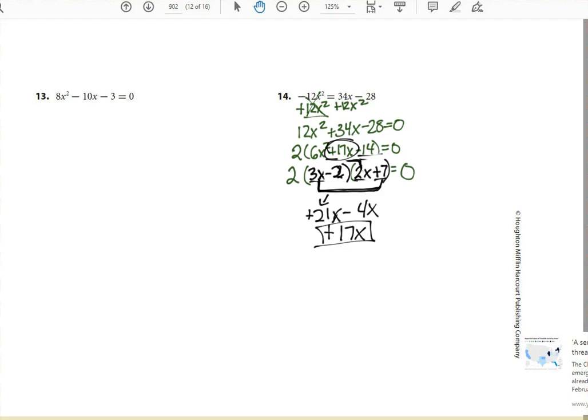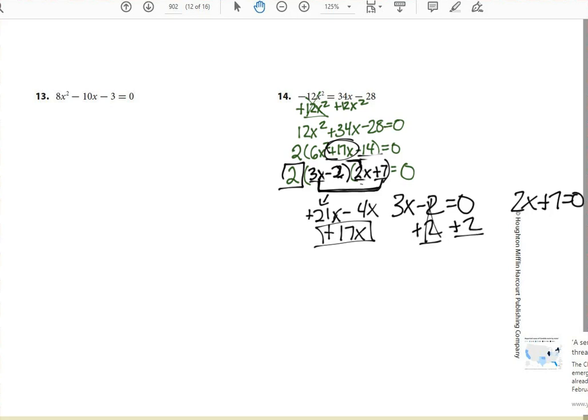Okay, so from here, we want to, again, use the zero product property, where I say if 2 times 3x minus 2 times 2x plus 7 is equal to 0, then something that I'm multiplying by has to equal 0. Now then the 2, there's no way to make that a 0 because that's a constant. It's not going to change based on what the value of a variable is. So from here, I want us to say, well, 3x minus 2 could equal a 0, or the 2x plus 7 could equal a 0, and then solve each of these equations for x.